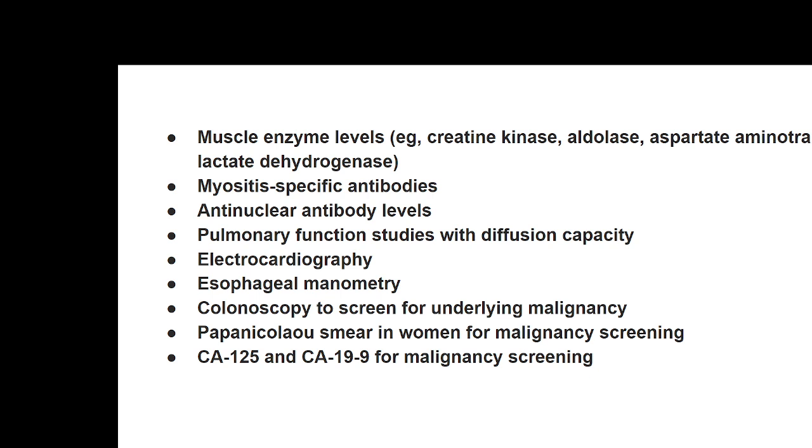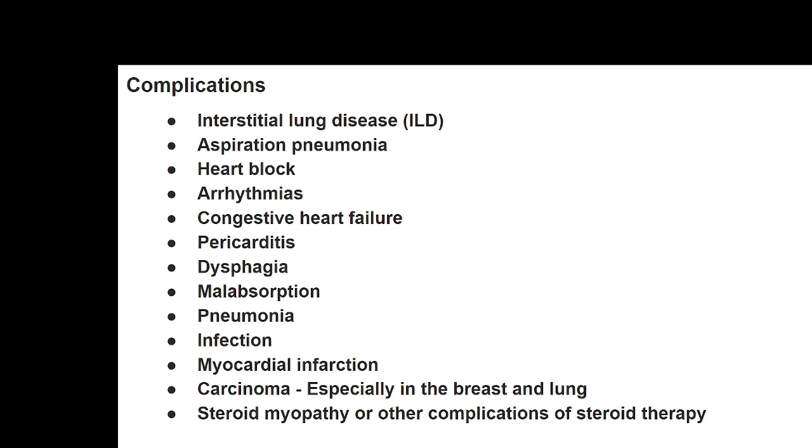Rarely there could be specific antibodies, particularly ANA level. Antinuclear antibody levels would be raised in dermatomyositis. Pulmonary functions and other investigations can help in assessment of the patient's condition, like to confirm whether the lungs are having proper ventilation or not. ECG or esophageal manometry to study the gastrointestinal functions. Colonoscopy to screen the underlying malignancy, or in women the malignancy screening with the tumor markers, or maybe Papanicolaou smear would be done.